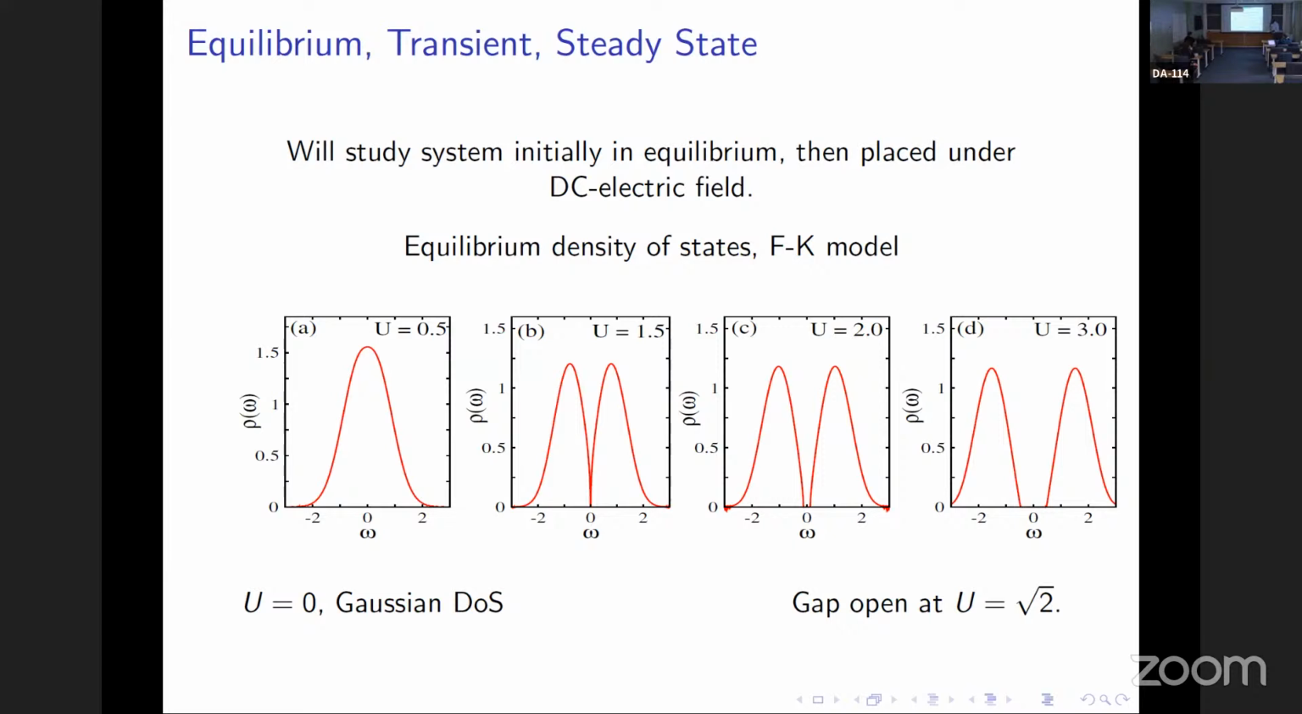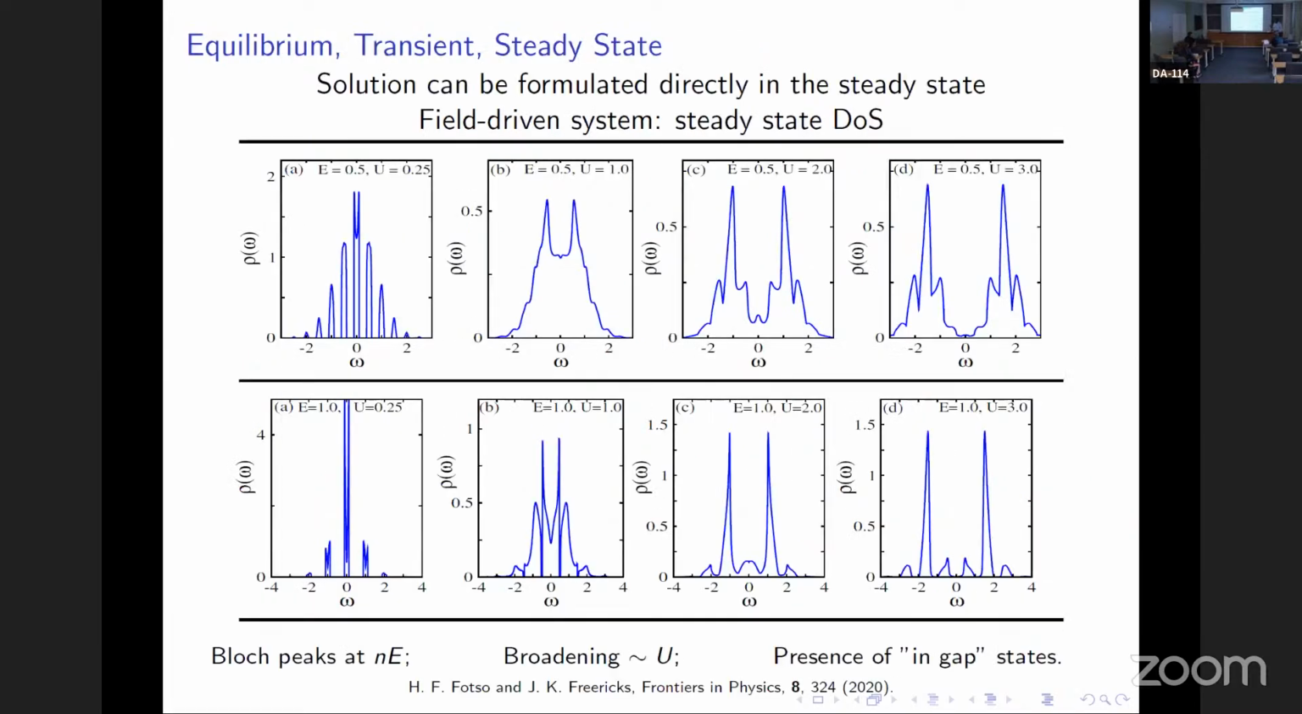Now, you can ask about the typical many-body system, what happens in the steady state when I apply an electric field? You can ask that question independently of what the transient is, right? You say, I'm not going to worry about the transient. Let me study the steady state of the system. And you can formulate DMFT to address the steady state without worrying about the transient. In that steady state solution, you can calculate the densities of states of the Falicov-Kimball model. And so you repeat the calculation that I've just shown for the same interaction strengths, and you see a much richer picture for the field-driven system than for the equilibrium system.